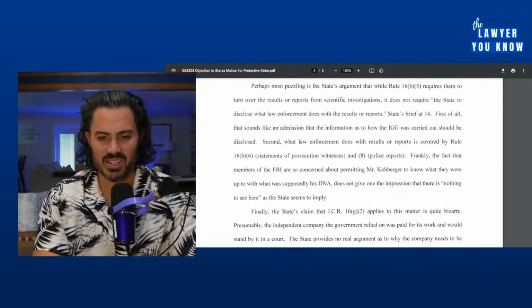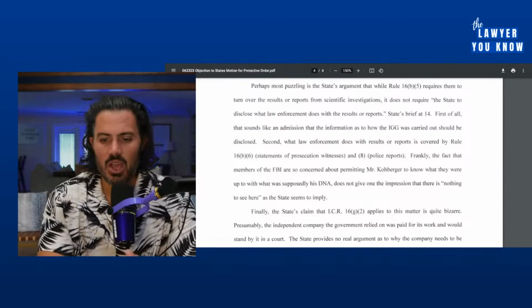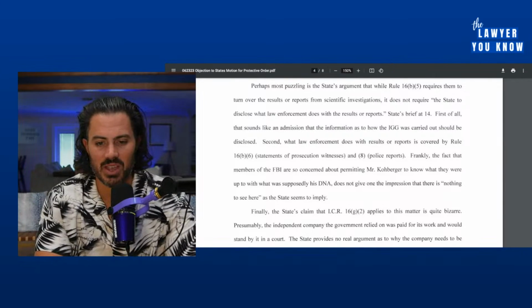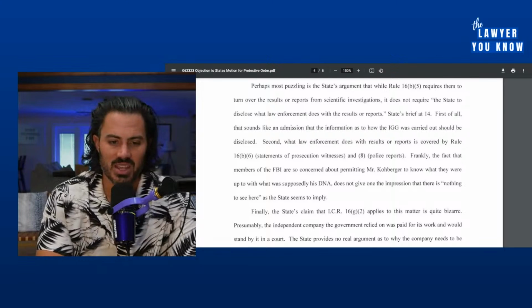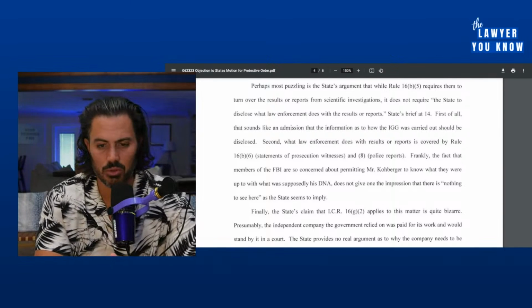Perhaps most puzzling is the state's argument that while Rule 16(b)(5) requires them to turn over results or reports from scientific investigation, it does not require the state to disclose what law enforcement does with the results of the reports.